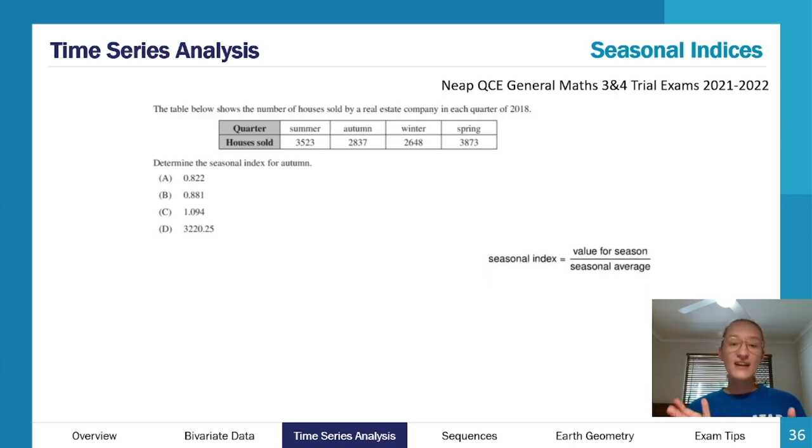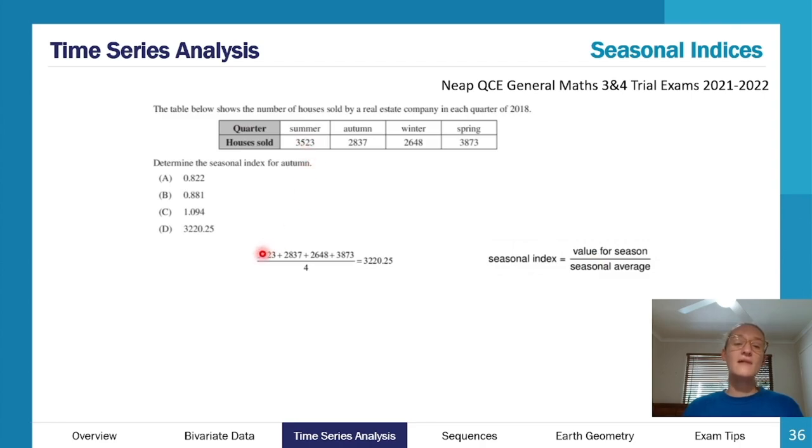So how do you calculate the seasonal index? To calculate a seasonal index, you take the value for that season and you divide it by the seasonal average. So we'll break that down a little bit further now. Our seasonal index, this is our formula, is equal to the value for that season, which in our case is the value for autumn, divided by the seasonal average, which is the average of all of our seasons. So the first thing we need to do is find our seasonal average.